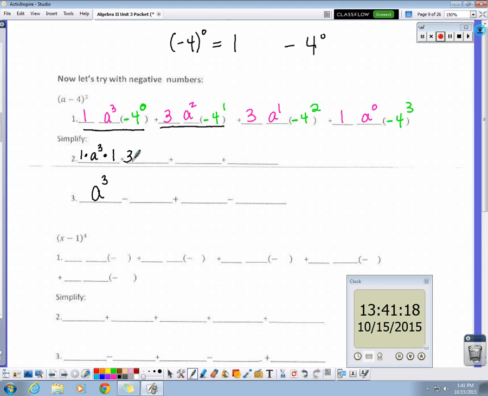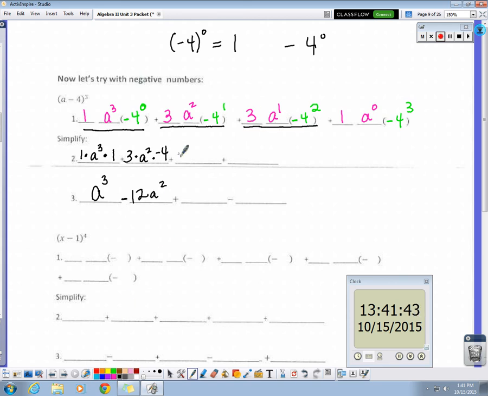We have 3 times a squared times negative 4 to the first power, negative 4. Oh, I see. Okay, so that multiplies to be what? And look, they already wrote the negative 4 right there. Negative 12a squared. Okay, then the third term.